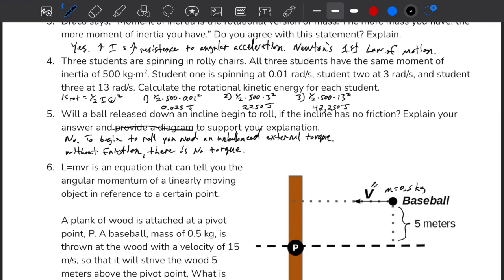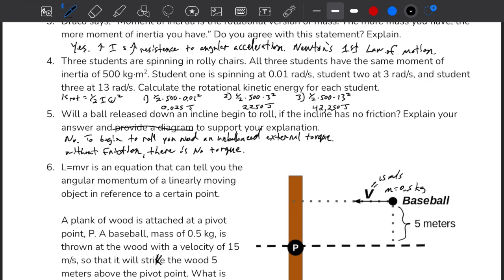So let's just say that velocity is equal to 15 meters per second. I think it's supposed to be strike, so let's fix that in the question. So it will strike the wood 5 meters above the pivot point. And then the question is going to ask us, what is the angular momentum of the system before it strikes the wood?